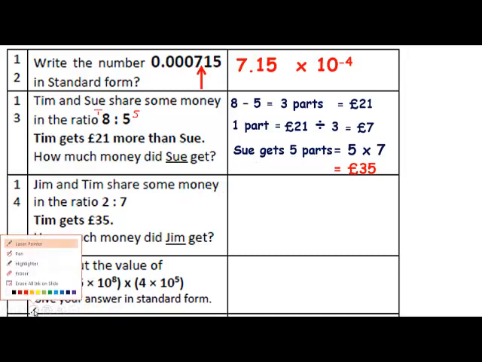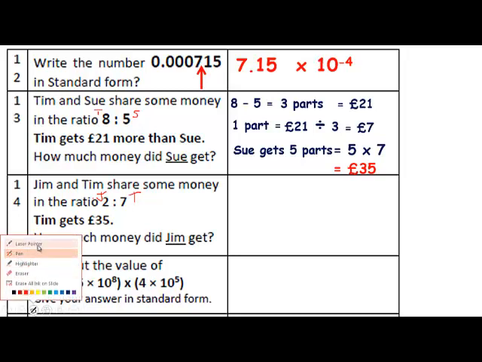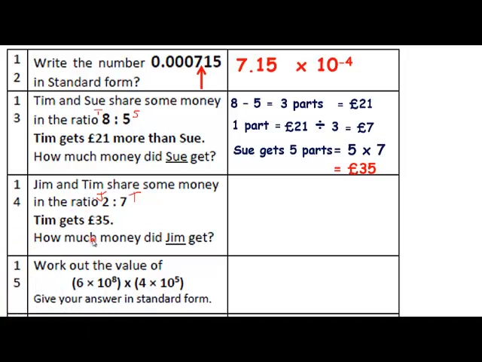All right, let's label this up. Jim and Tim share some money in the ratio 2 to 7. So that 2 stands for how much Jim gets. The 7 stands for how much Tim gets. It is very important that you always write that down in the questions as you're doing it. Tim gets £35. But from looking at this, and because I've written it down, I know that Tim is going to get 7 parts. And if he gets £35, that means 7 parts is worth £35.